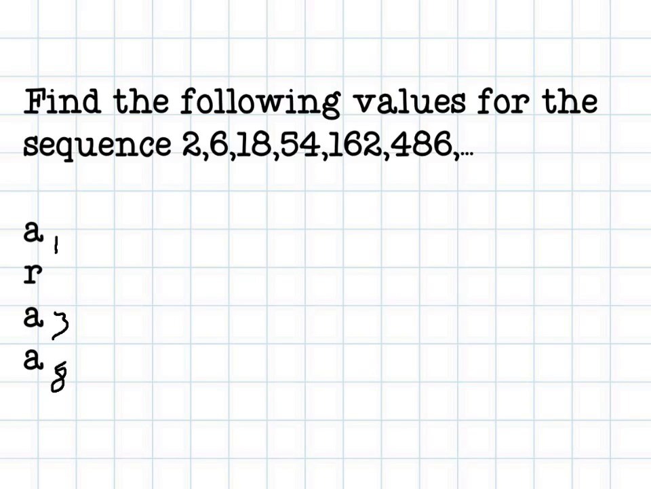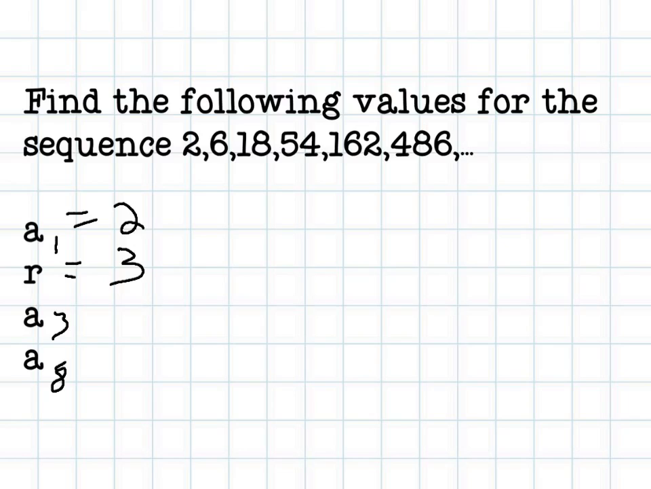Now, in this sequence, what we would like you to do is find a1, r, a sub 3, and a8. So a1 is the first term in the pattern, so a1 equals 2. The common ratio is the number we're multiplying by to get to the next term. So what do we multiply to go from 2 to 6, from 6 to 18, from 18 to 54, from 54 to 162, 162 to 486? Well, every single time in this pattern we're multiplying by 3, so our common ratio is 3.